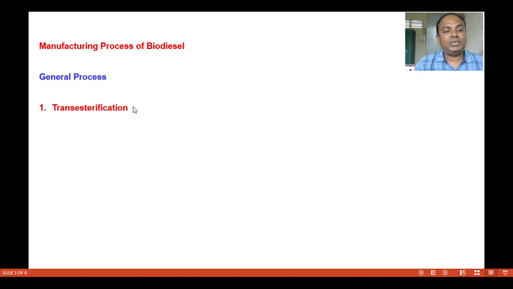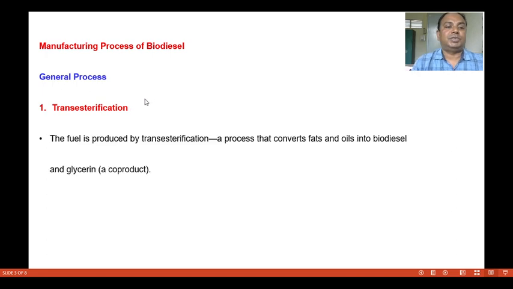So what is the general process? The general process is that we have to do the transesterification of triglycerides. Oil and fats are triglycerides. So this oil and fats as a raw material is subjected to the transesterification process.